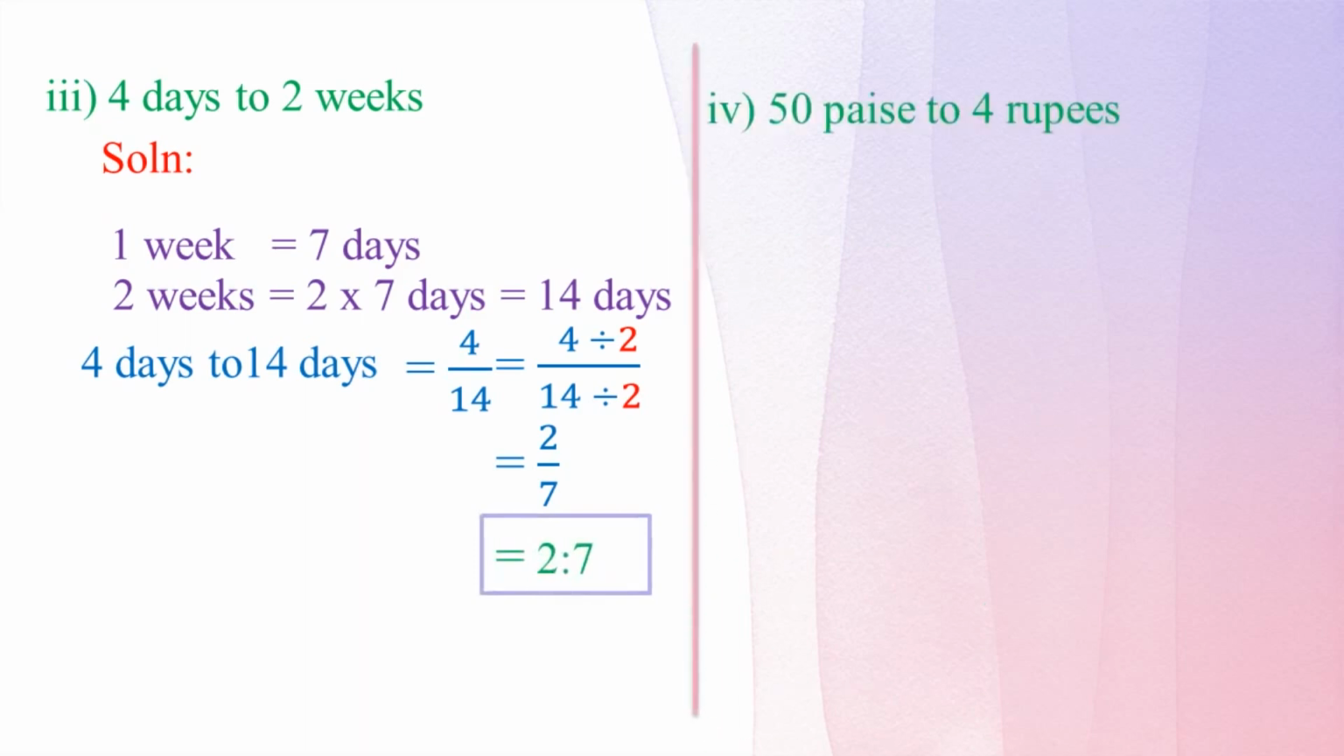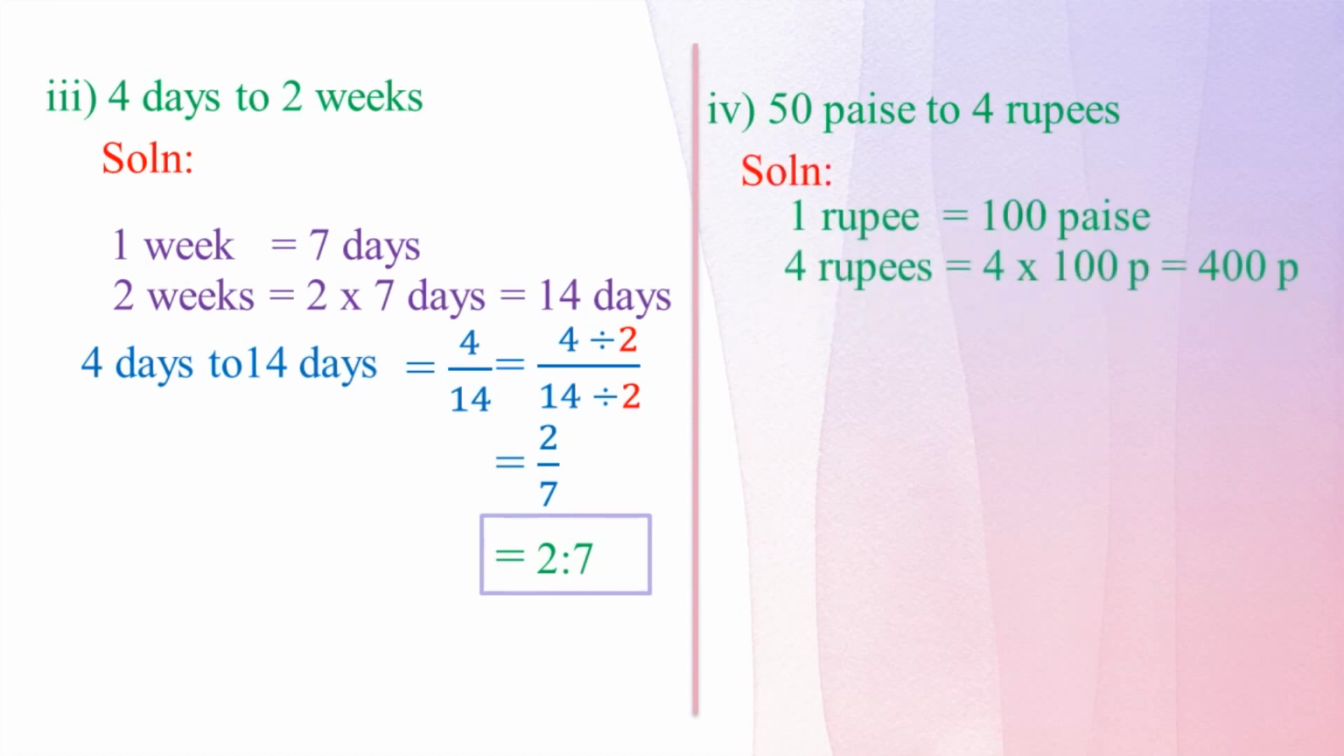Then fourth one, 50 paise to 4 rupees. Here paise is the smaller unit, so convert the rupees into paise. 1 rupee equals 100 paise, then 4 rupees equals 400 paise. So now you can write 50 paise to 400 paise.